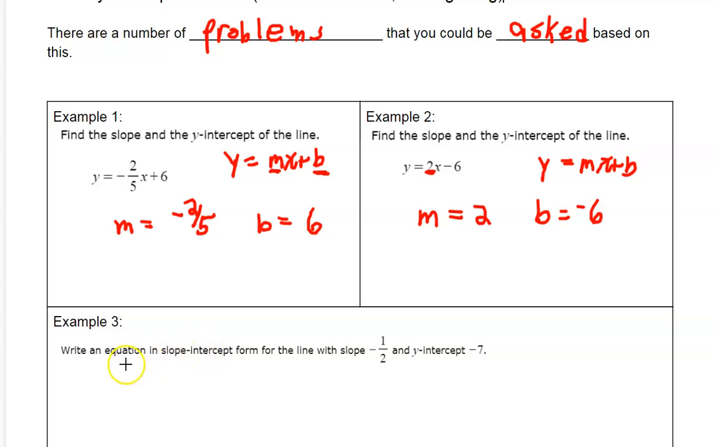Example 3, write an equation. So this time they're not giving the equation, but they give us the slope and a y-intercept. So again, y equals mx plus b. Well, I'm going to plug in what we know, our slope, our y-intercept. So y equals our slope, -1/2 x, and then our y-intercept here is going to be -7. If this had been a +7, we would have gone -1/2 x plus 7. But because it's a negative y-intercept, I'm simply going to go -7. No problem.